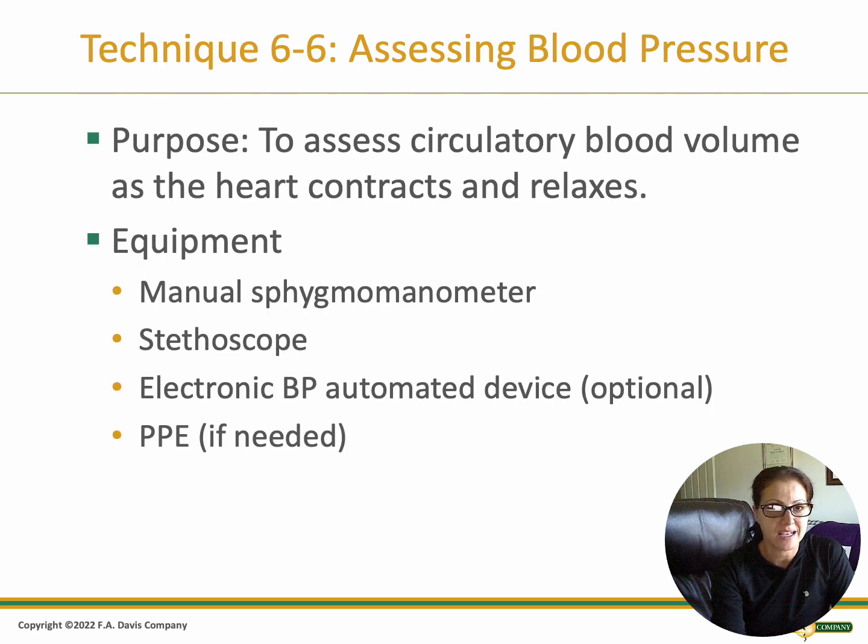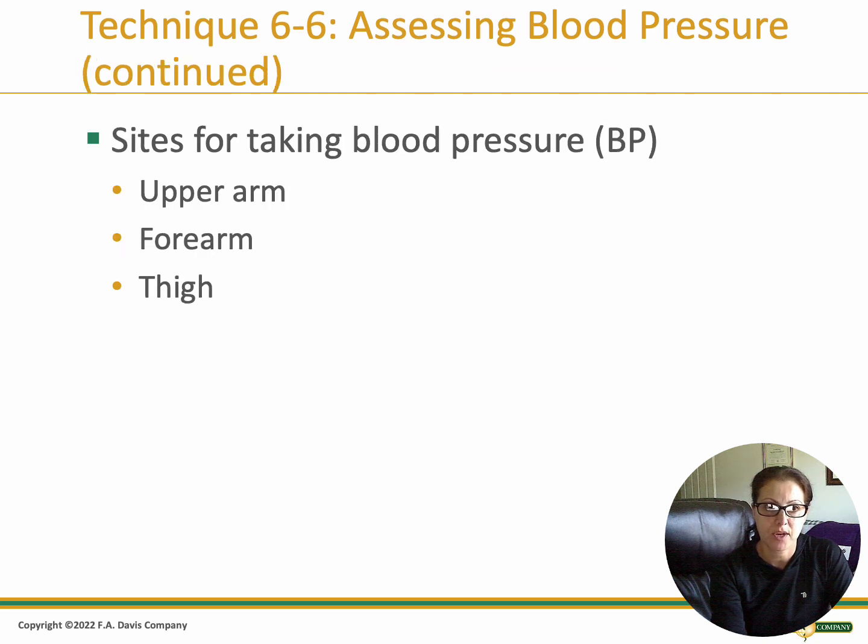The fourth assessment is your blood pressure, and your blood pressure is really assessing circulatory blood volume as the heart contracts and relaxes. And with this, we'll be using a sphygmomanometer, which is just your run-of-the-mill blood pressure cuff, and a stethoscope. Sites to take blood pressure include the upper arm, the forearm, as well as the thigh. Upper arm and the forearm, depending on the type of cuff you have.